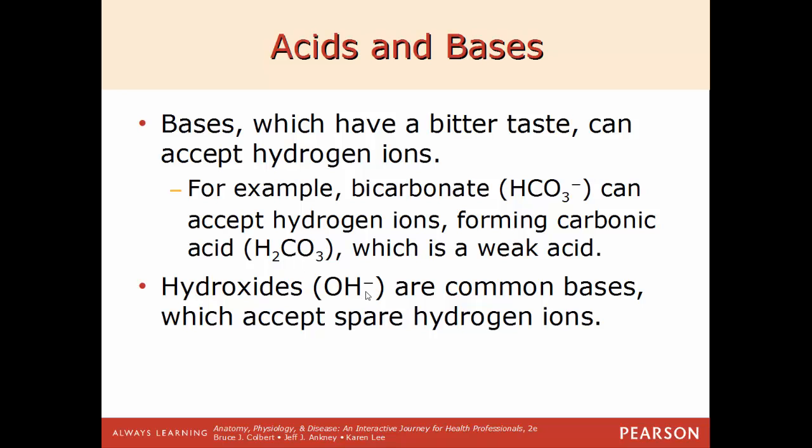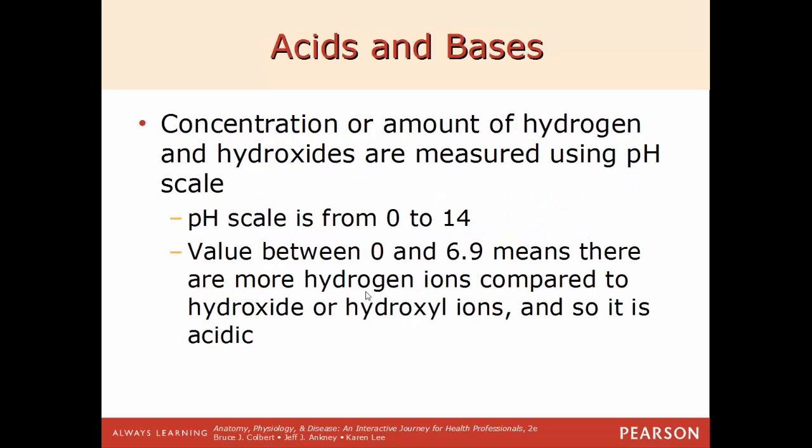Hydroxides, OH-, are very common bases, which are also able to accept hydrogen ions. So a good way to keep these straight: acids will release hydrogen ions, H+, and bases, when they break up, will release hydroxide ions, or OH-. Alright, the concentration of acids and bases is measured on what's called a pH scale. And this is a number scale from 0 to 14. And these numbers will represent the amount of hydrogen or hydroxide within that compound.